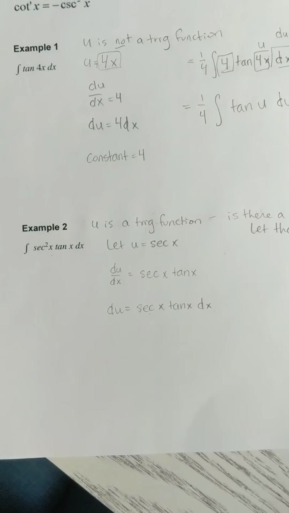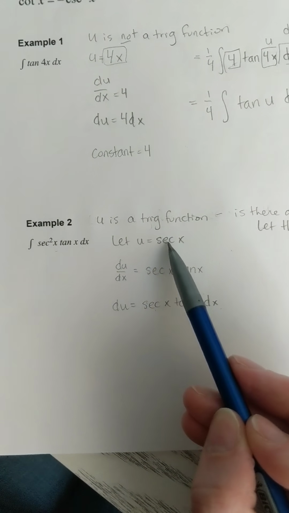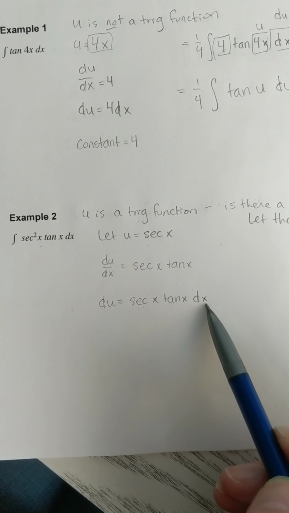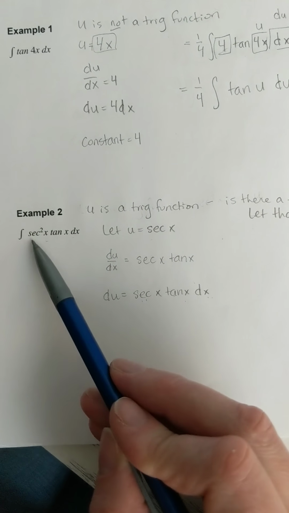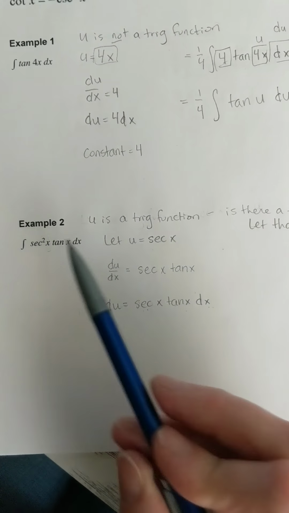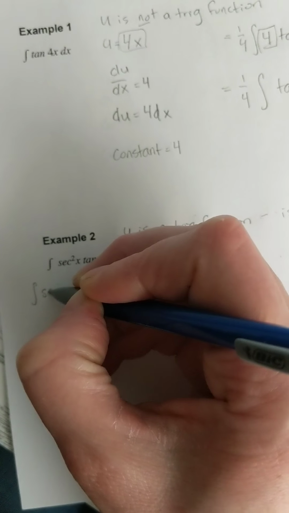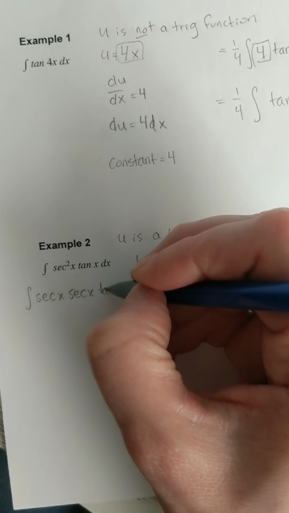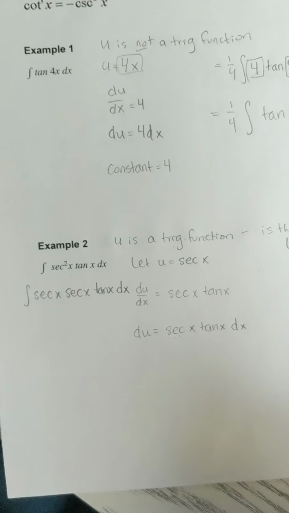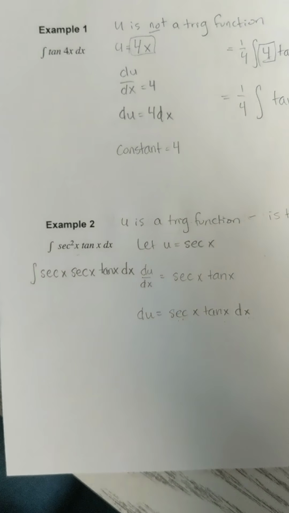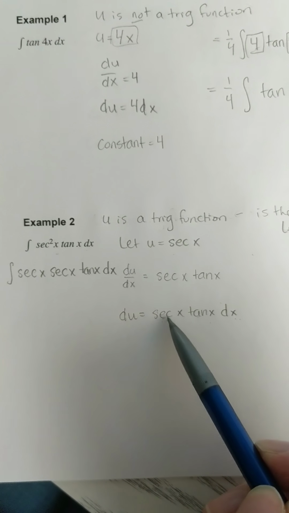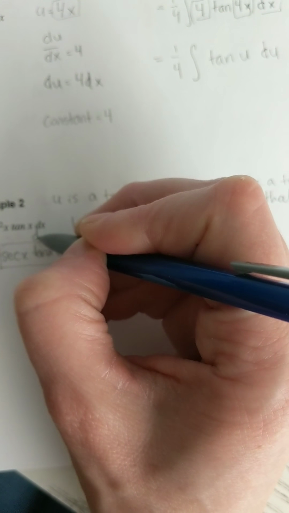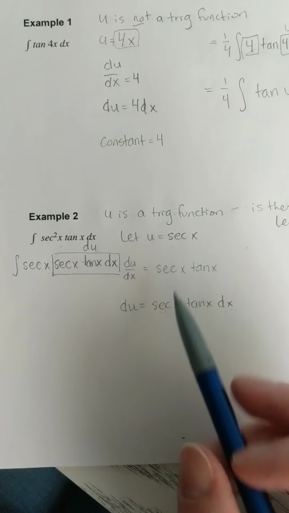All right, so when I look at this, I need to have secant of x tan x dx as my function. And I've already kind of got it because I have secant squared of x, which we know is really, you could split that up into secant x, right? And then it's multiplied by tangent of x dx. So now I have my two parts. I've got my du, secant x tan x dx, and I have my u, which is secant of x.